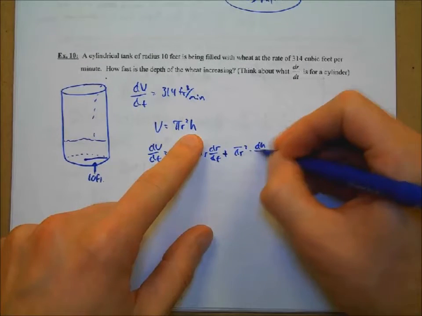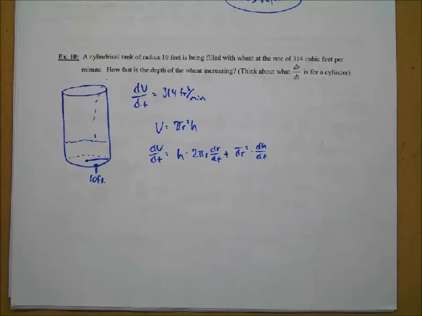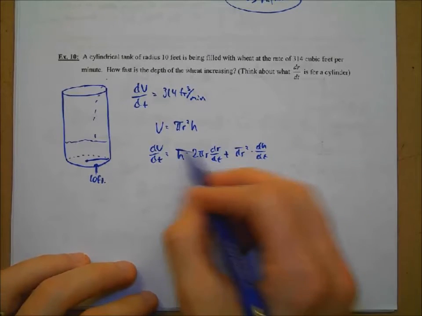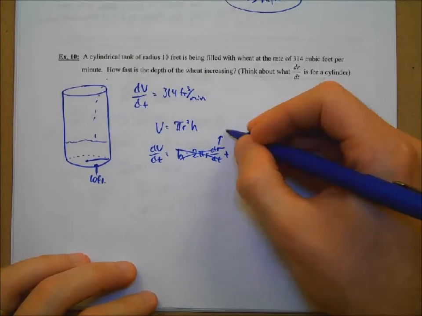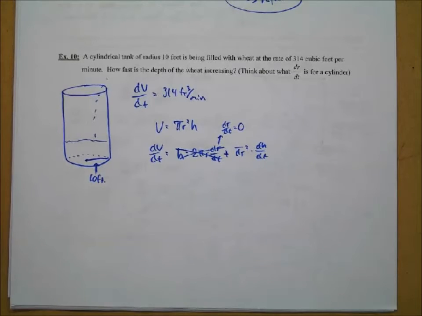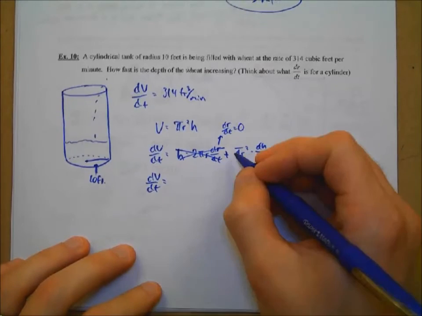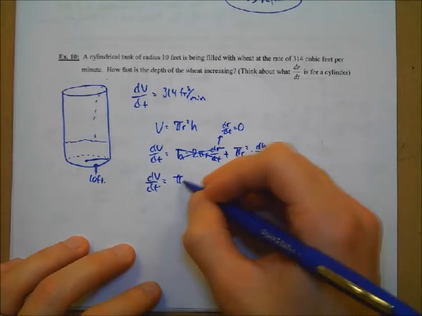Now there's a hint here, right? What is dr dt for a cylinder? 0, right? The cylinder is always going to have this constant radius. So this whole thing goes away because dr dt equals 0. And so we end up with just dV dt equals, oh, that's a pi. Pi r squared times dh dt.